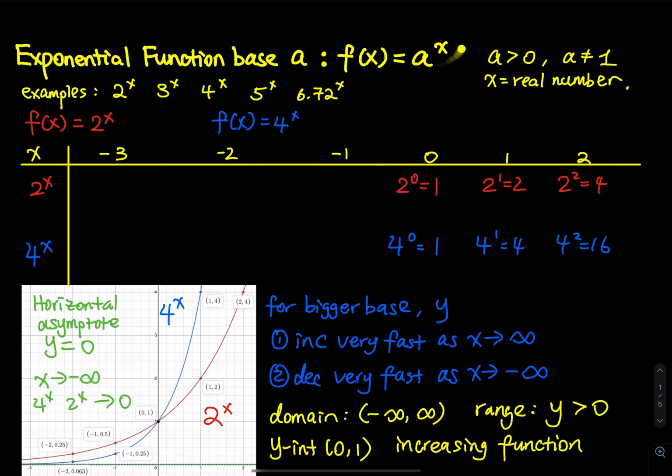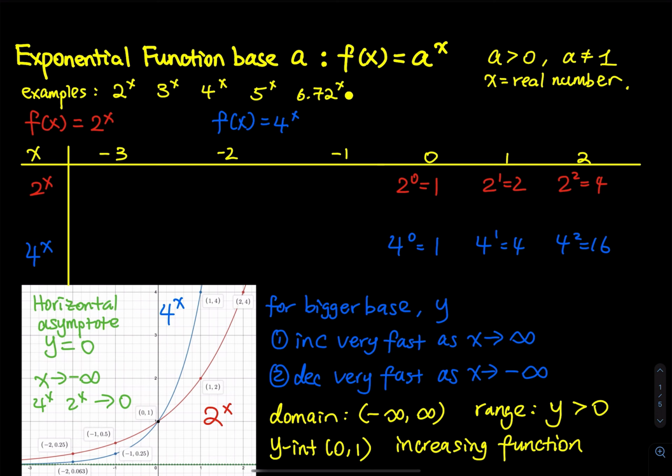This time we have the other way around: the base is fixed, a real number, and the exponent is a variable. In this exponential function, a is always greater than 0. A is not equal to 1 because when a equals 1, we don't care what x is, right? f of x is always equal to 1, so that's why we have to omit 1. But a is positive, and x is a real number. So for example, 2 to the x, 3 to the x, 4 to the x, 5 to the x, 6.72 to the x, they are all exponential functions.